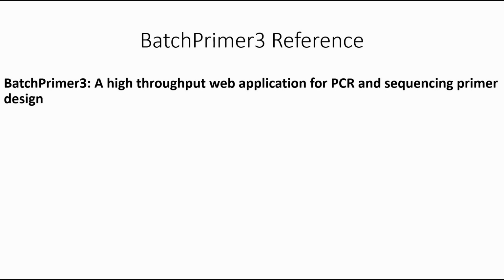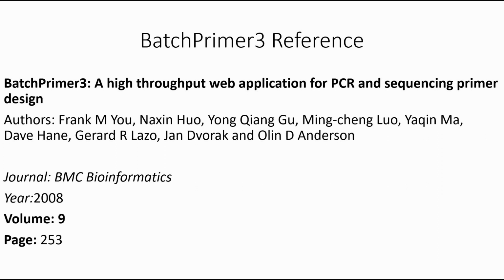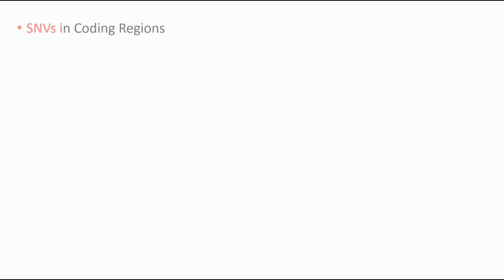The title of the article where it was published is BatchPrimer3, a high throughput web application for PCR and sequencing primer design. This article was published by these authors. This article was published in BMC Bioinformatics in 2008 on page 253.